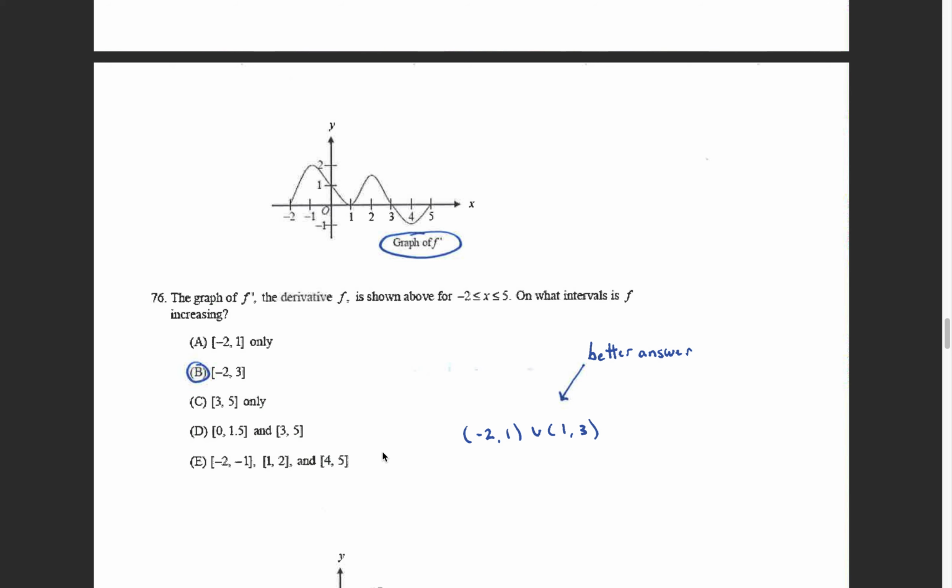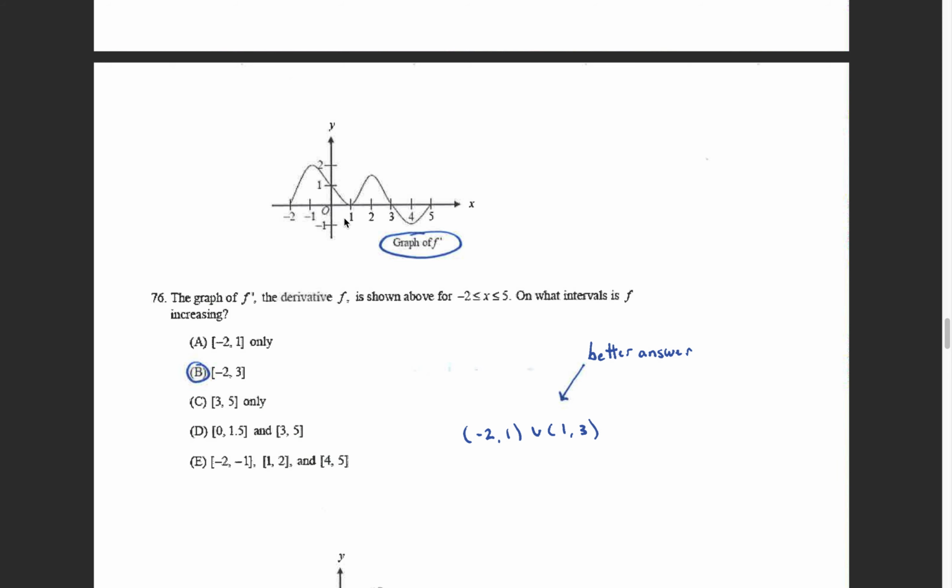F is increasing when the graph of f prime is positive. I don't really give you a choice here, but I don't like the fact that this 1 is there, which is why I think this is the better answer, because I would claim that at 1, f prime is 0, and it's not increasing or decreasing at that point.